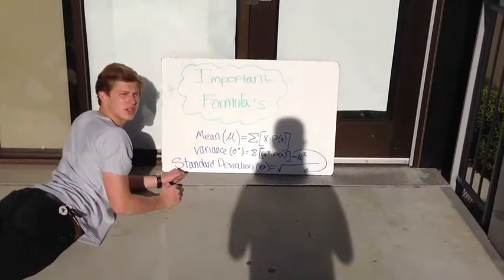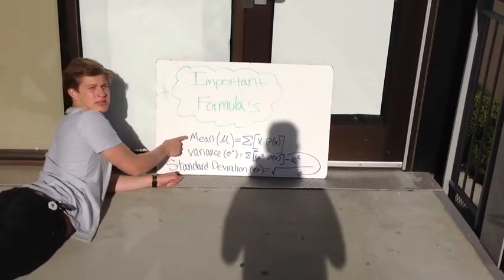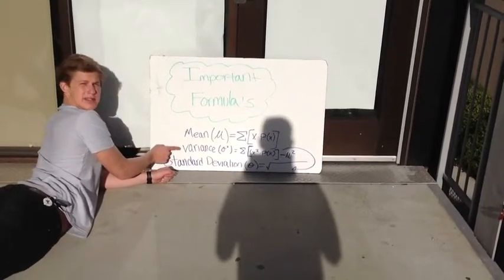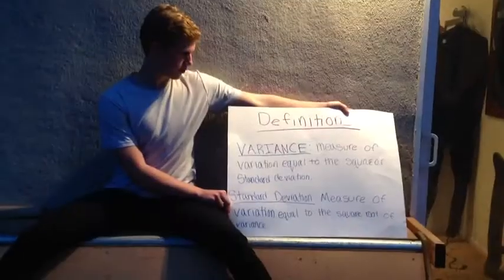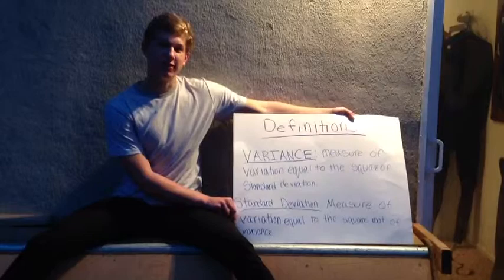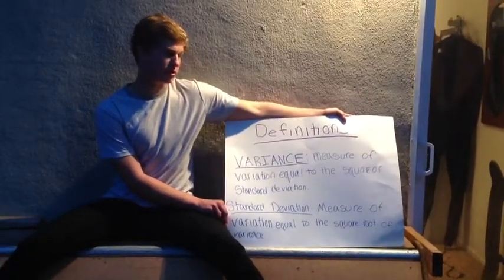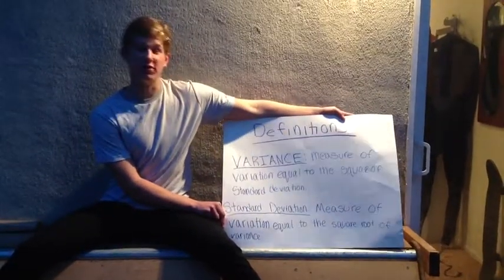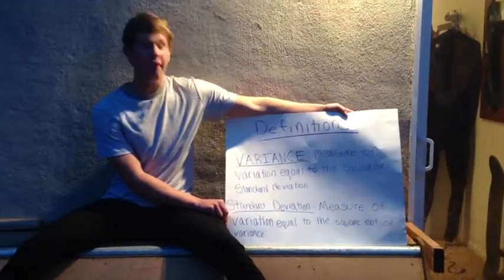For my section, here are the important formulas. You have to find the mean, which was earlier stated by my colleague Tristan, the variance, and the standard deviation. The definition of a variance is the measure of variation equal to the square of the standard deviation. The definition of standard deviation is the measure of variation equal to the square root of the variance. Very similar.